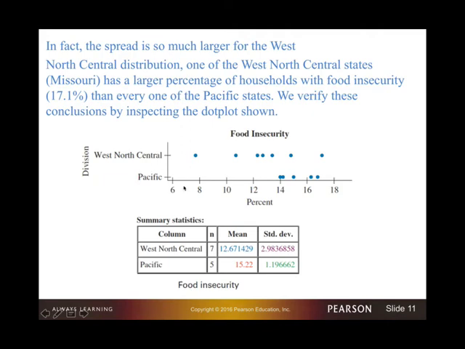So you can look at the dot plot in here. One dot represents one data point. This is the data set for the West North Central, and the second one is the data for the Pacific states. Look at the dot plot: all the data is far away from the mean. The mean is about 12.67, somewhere like here. So all the data is far away from the mean. But for the Pacific, the mean is 15.22, somewhere like here, so the data is close to the mean compared with the West North Central.